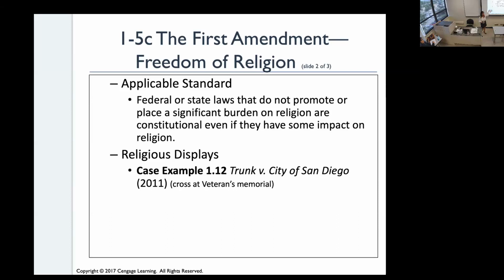Religious displays. Here was another interesting case in the textbook, in San Diego. I think it was a veterans memorial that has a huge cross displayed. Right? And they got sued because there were non-Christians who died in the war. They don't want to be represented by a certain religion on government property. So a group of people sued them and wanted that cross removed. What do you think?